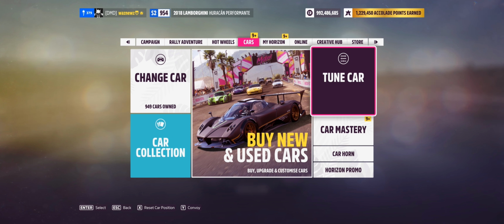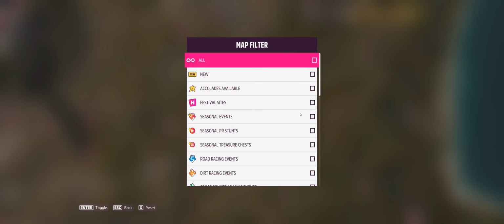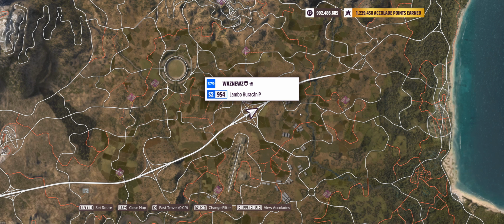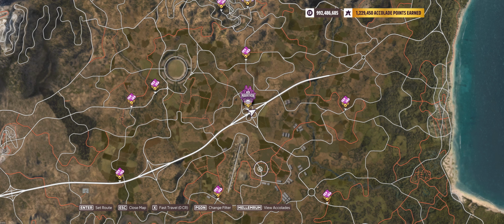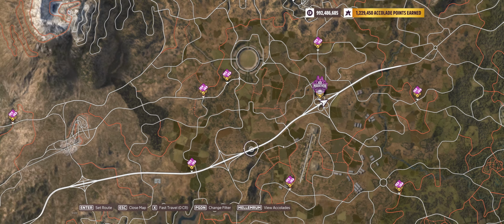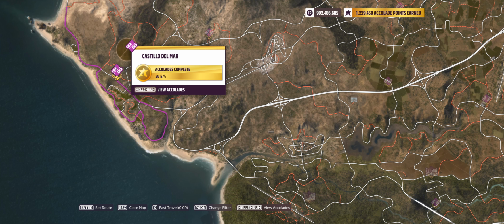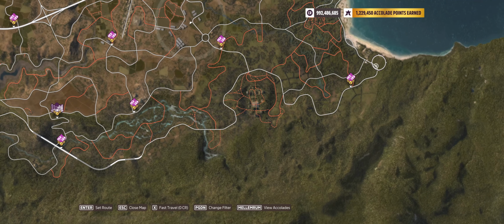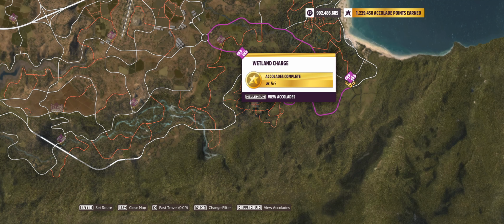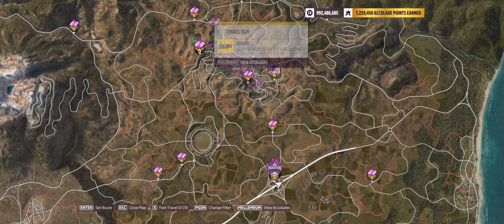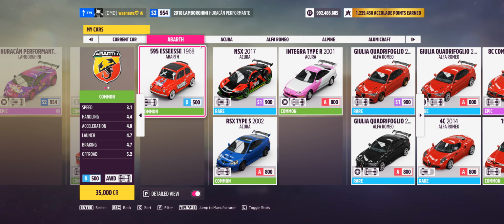Let's start with the bad ones. That is an event called Retro Style. Yeah, it is D500 street scene in the 1968 Abarth 595 SS. I know. And we start off here at Castillo del Mar, evening clear, and then Wetland Charge, night clear, and finally, I can't believe this, Tunnel Run, dawn clear. And like I said, it's all going to be in this piece of shit.